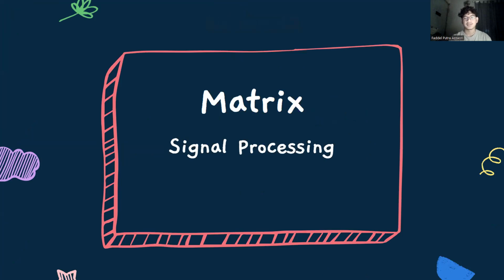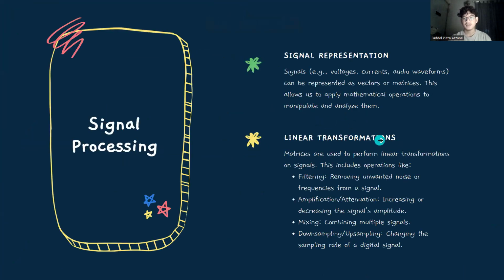Matrix and signal processing. In signal processing, there are different kinds of signal processing examples for matrix. For example, there's a signal representation where signals can be represented as vectors or matrices. This allows us to apply mathematical operations to manipulate and analyze them.